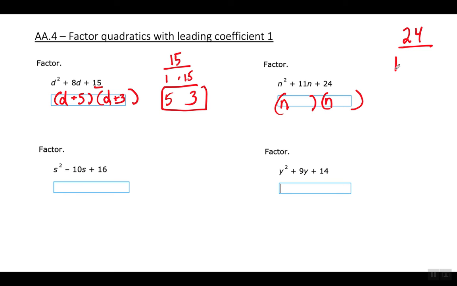All right, so first 1 times 24. All right, 2 times 12. 3 times 8. 4 times 6. Those are all the factors of 24 right there. So when I look, what combination can I combine to give me a sum of 11? This is the only possibility. 3 and 8. When I add 3 plus 8, I get 11, okay?